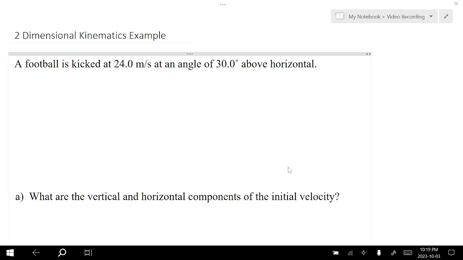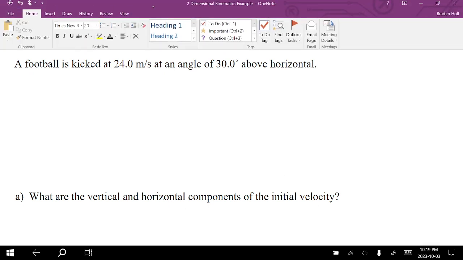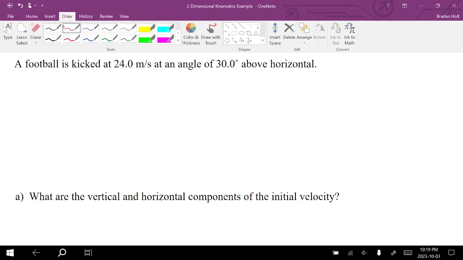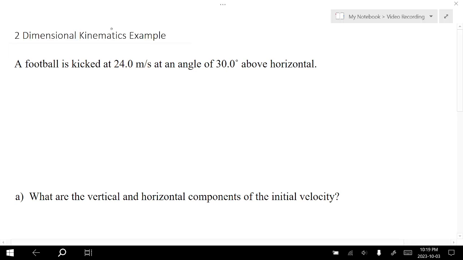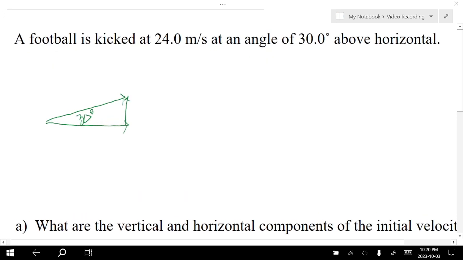We have here a two-dimensional kinematics example. We have a few questions to answer about a football, which is kicked at 24 meters per second at an angle of 30 degrees above horizontal. So what does that mean? It means if someone were to kick the football in a perfectly flat line level with the ground, that would be an angle of 0 degrees above horizontal. But that's not what happened. The football was kicked at an angle of 30 degrees above horizontal.